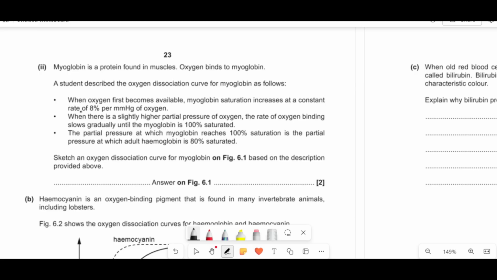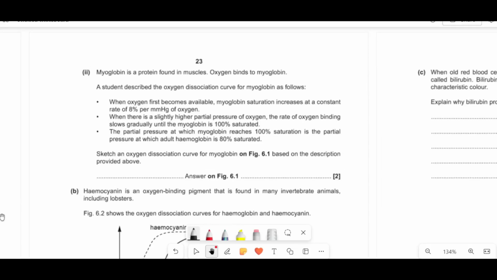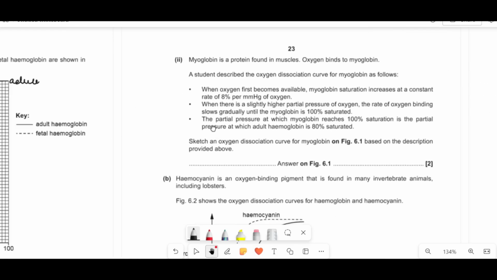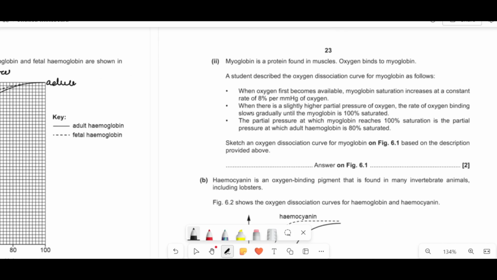So here, it says when the first oxygen is available, it starts increasing at a constant rate of 8. There's not really any help about where it starts, but we can have a look at some other bits. It says it slows gradually until it's 100% saturated, and where it becomes 100% saturation is where the adult is 80. So we'll go to where the adult one is, find 80. The adult one being 80 is here. So this mysterious myoglobin is going to have saturated way higher up here immediately. Cool. But then it's also told us that when it's hitting that 100, well, where is it?